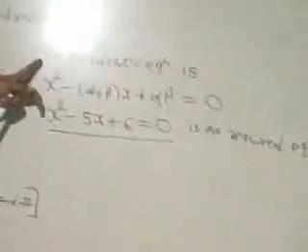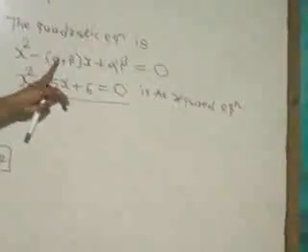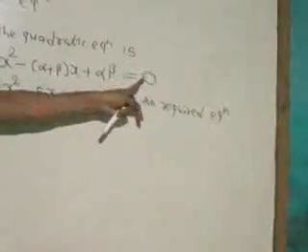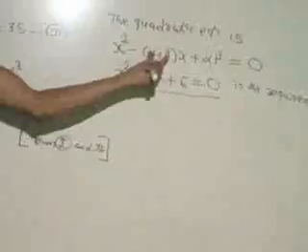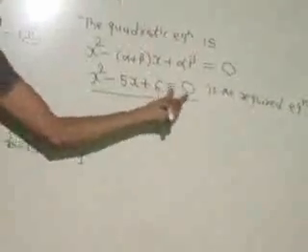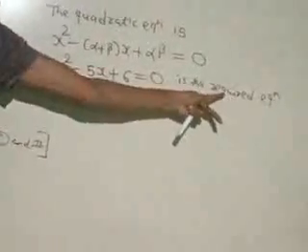In the last answer, the quadratic equation is x square minus (alpha plus beta) x plus alpha beta equal to 0. Put here value, alpha plus beta 5, alpha beta 6. Therefore x square minus 5x plus 6 equal to 0 is the required equation.